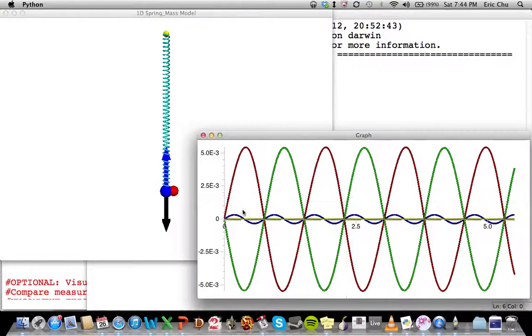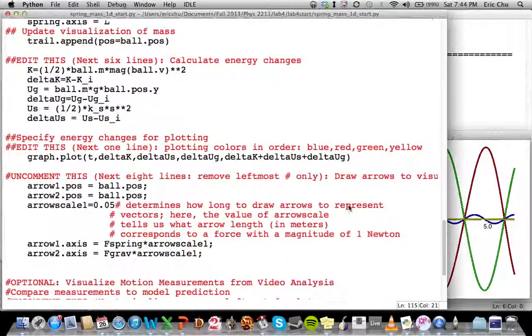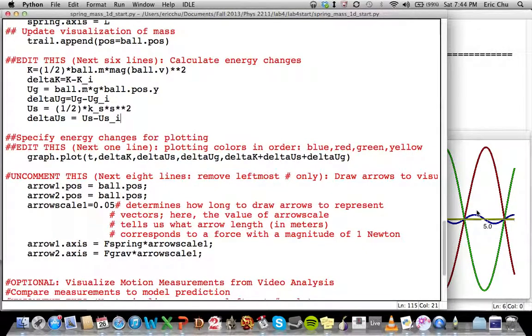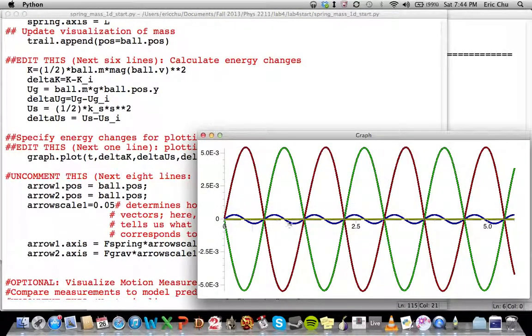And then here are our graphs of the energies. The blue one is delta K, the change in kinetic energy. The red one is delta spring potential, and the green one is delta gravitational potential. And then the sum of all of our energies is indicated by the yellow line, which is 0.